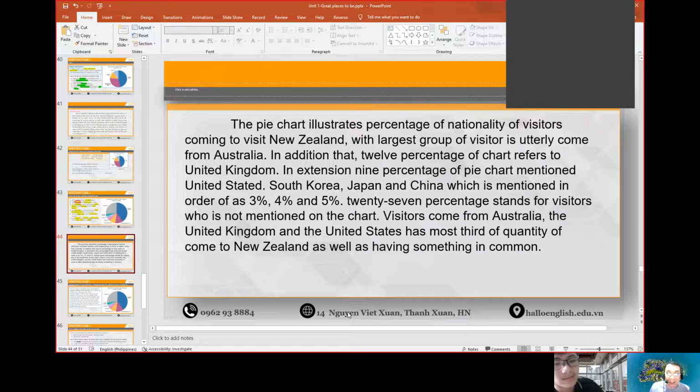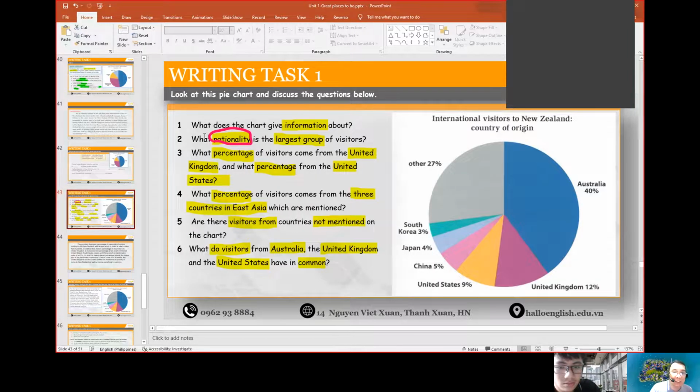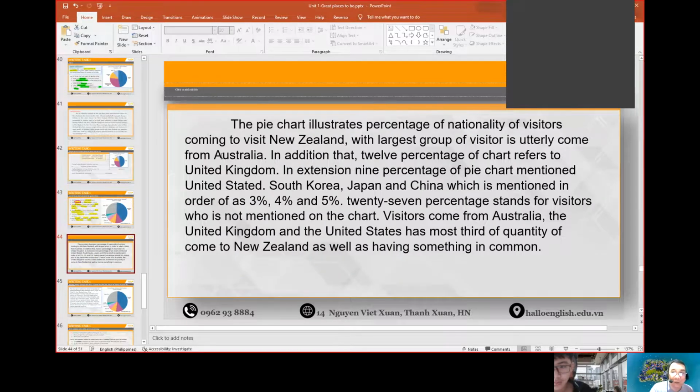Okay. So the pie chart illustrates the percentage of nationality of visitors coming to visit New Zealand. Let's go back to guide question number 1. What does the chart give information about? Of course, we are talking about the information. So where can we get the answer? The title. Yes. Coming from the title, we can get the information from there. So therefore, it answers that question.